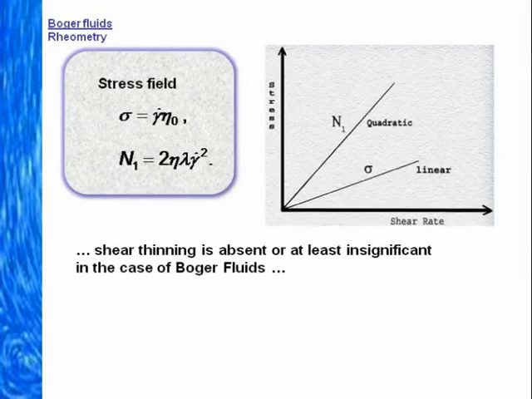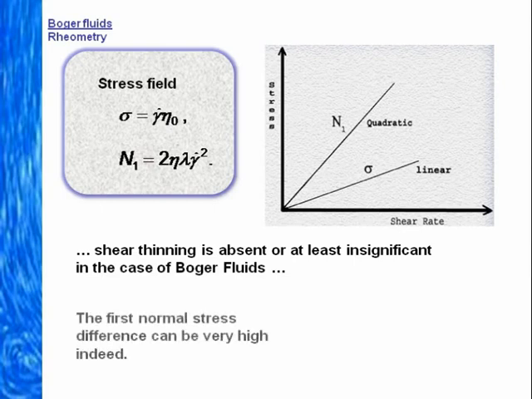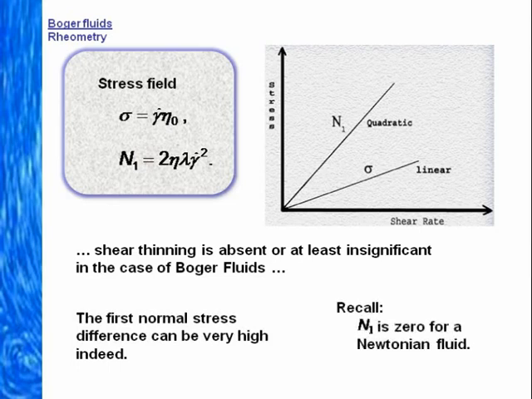We have already referred to the fact that shear thinning is absent, or is at least insignificant, in the case of Boger fluids, whilst at the same time the first normal stress difference can be very high indeed. Recall that N1 is 0 for a Newtonian fluid.